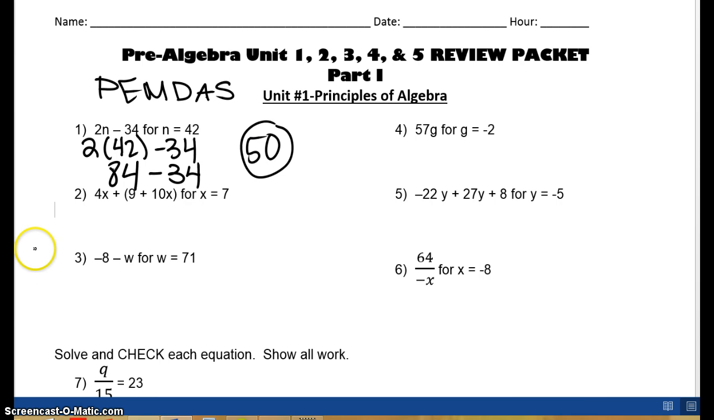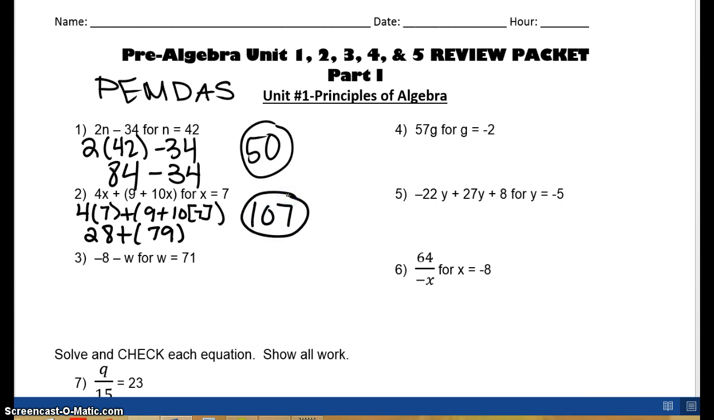Number 2, plugging in 7 for x. So we're going to rewrite the expression. 4 times 7 plus quantity 9 plus 10 times 7. And I'm putting that 7 in brackets so I could tell the difference between my parentheses and my brackets so I don't get confused with those. They both mean the same thing. They're both grouping symbols. So 4 times 7 is going to be 28 plus, in this parentheses, we do our multiplication first, so our 10 times our 7, which is 70, plus that 9, so it should be 79. Now when we add both of those together, 79 plus 28, we end up getting 107. So our answer should be 107 there.